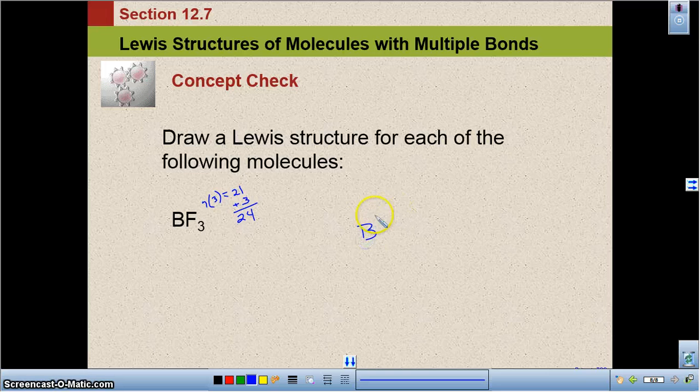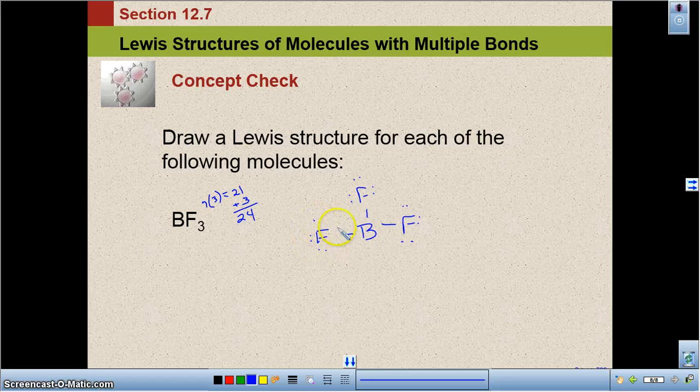We're going to put boron in the center. We're going to single bond it to fluorine. Fluorine, we know, has to have 8 in its outer shell, so let's go ahead and put that out there. And then we'll count our total number of electrons. So 2, 4, 6, 8, 10, 12, 14, 16, 18, 20, 22, 24.